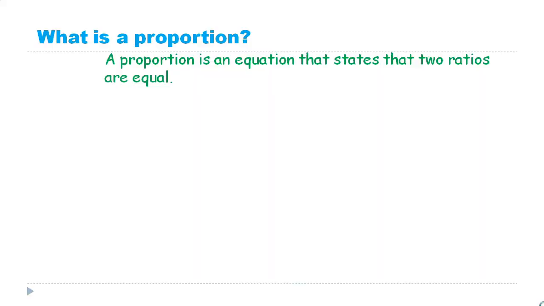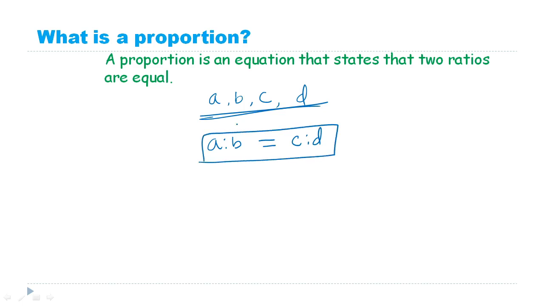So let us begin. What is a proportion? A proportion is an equation that states that two ratios are equal. Say you have four terms A, B, C and D. If the ratio of A is to B and the ratio of C is to D are equal, then we can say that these four terms A, B, C and D are in proportion. So it is the basic fact.